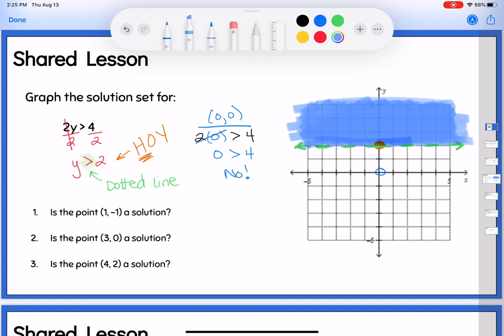Okay, so I've got my graphing, I got my line, I checked for dotted and solid, I checked the shading. So now I'm going to go in and check out these points. So the first one is the point 1, negative 1. 1, negative 1 is right here. Definitely not a solution, right? Not a solution. It's not even close to the shaded area. Okay, how about the point 3, 0? 1, 2, 3 and up nothing? Nope, not a solution.